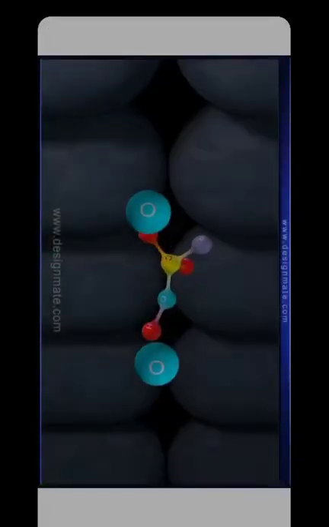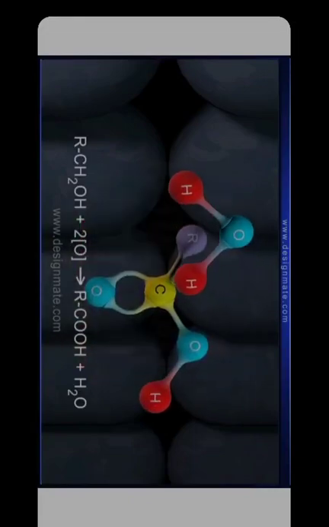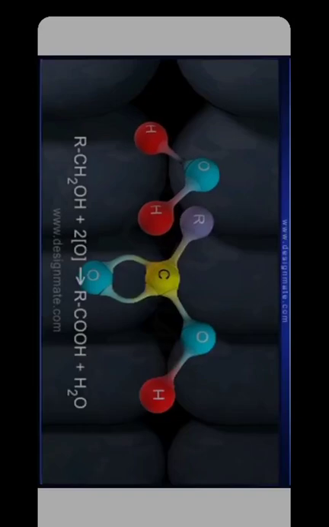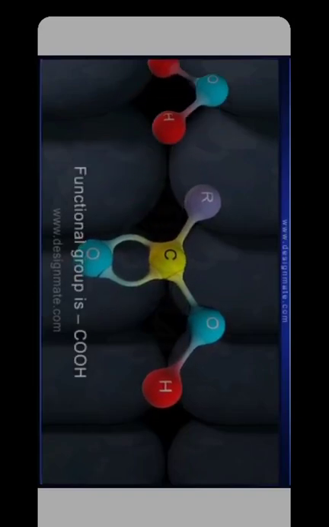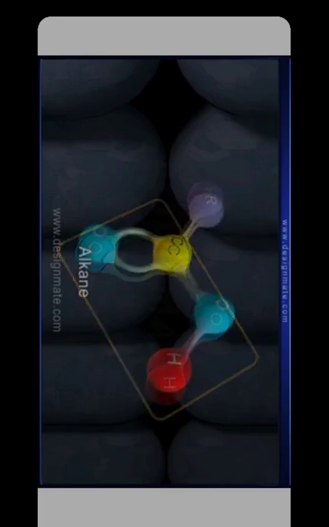Organic acids. Primary alcohols on oxidation give carboxylic acids, commonly called organic acids, along with water. These acids possess the functional group COOH. They are named by replacing the terminal E of the corresponding alkane by oic acid.